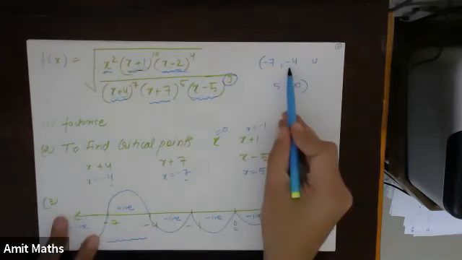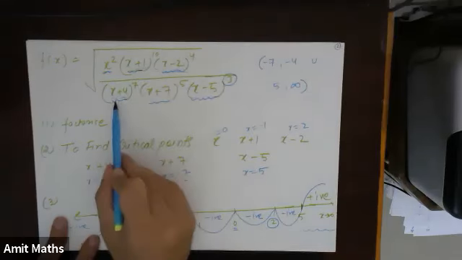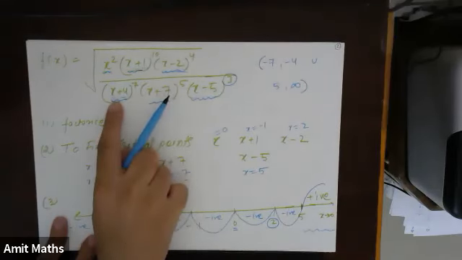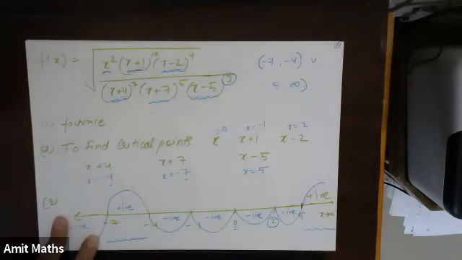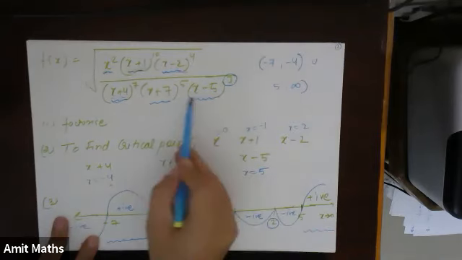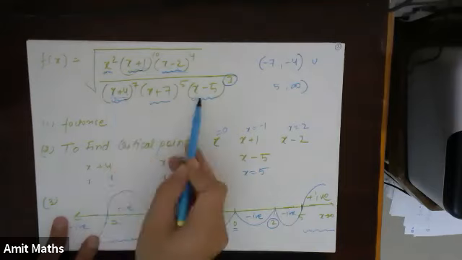Okay. -4, I have to check. -4 will be in the denominator. So again, if I substitute -4, it will be something by 0. So I cannot include -4. So -4 will also be excluded. Okay. 5 is also in the denominator. If I substitute 5, this will become 0.